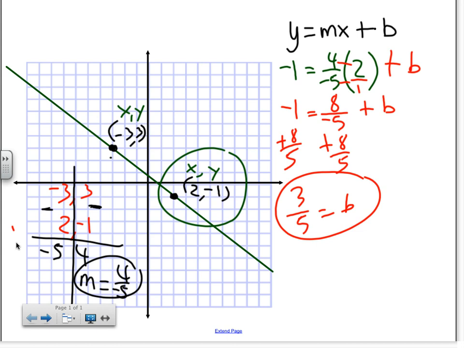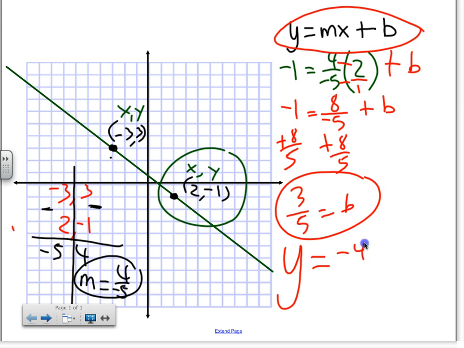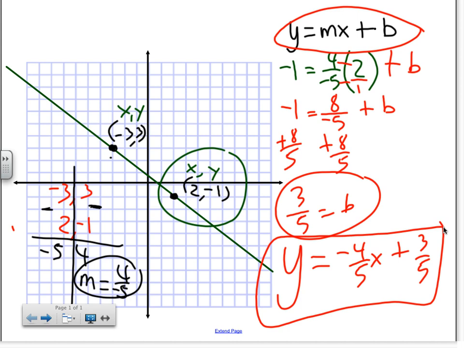Y equals. Yes, we start with that, because remember, this is the form that we want to write it in. Y equals what? -4/5. Or can we write it as -4/5? Is that okay? Good, so either way is fine. Plus 3/5. This right here, guys, is the slope-intercept form.